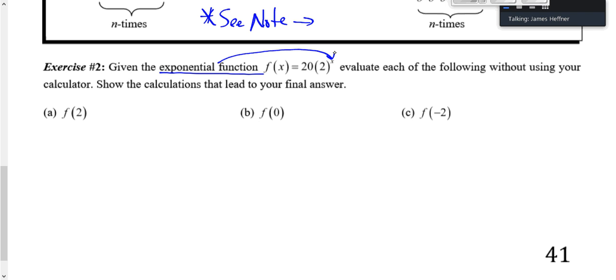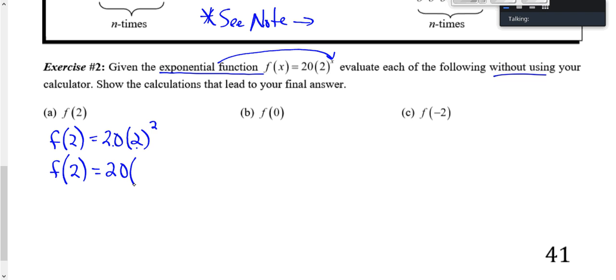So f of x equals 20 times 2 to the x, and they want us to evaluate this without using your calculator, right? So we don't need a calculator for this. It's not that hard. So let's do f of 2. That would be 20 times 2 to the 2, right? And you know, order of operations, we're not going to do 20 times 2, are we? What are we going to do first? The 2 squared, right? Which is 4. And what's 20 times 4? 80. Okay?